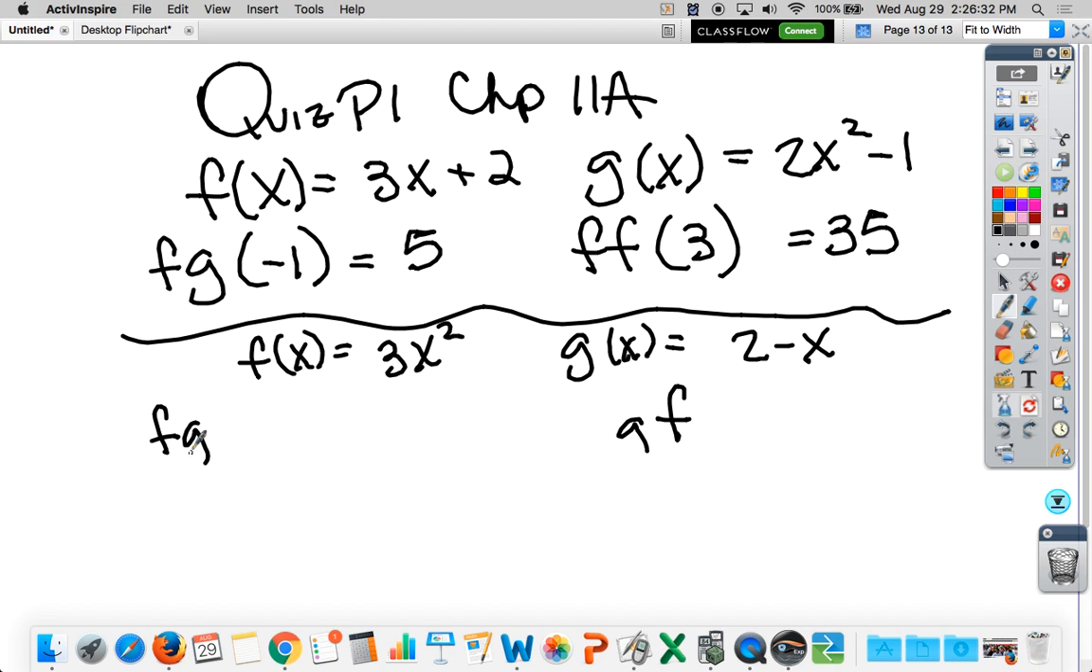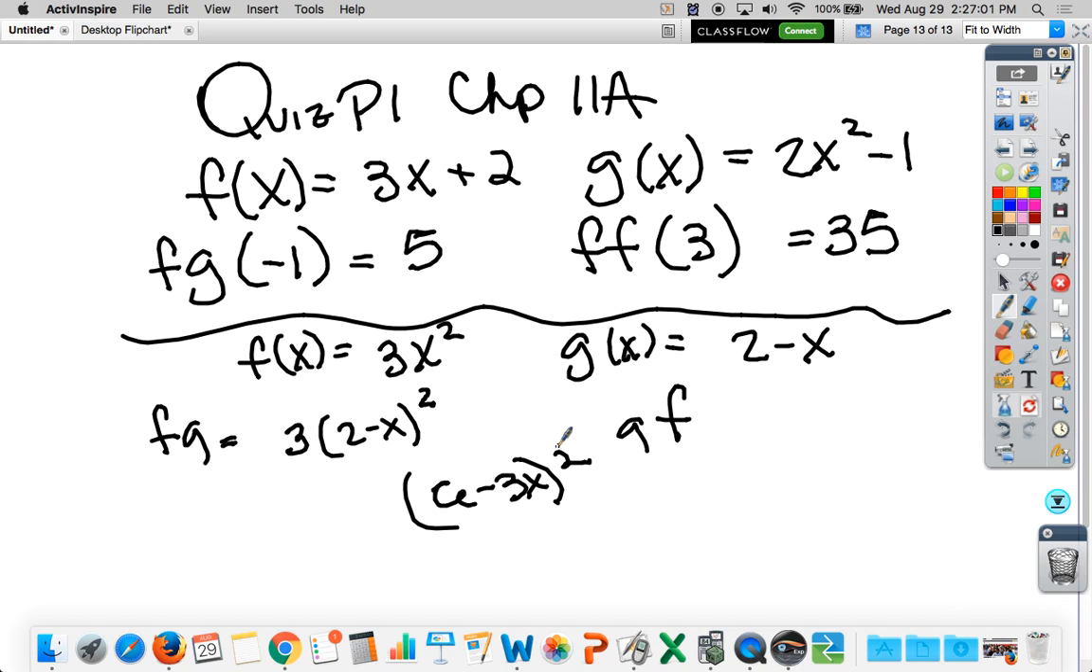Okay, on the f of g, which one do I start with? The g, which is 2 minus x. That is now going in place of the x here. So I need to put a 3 in front of it and square it. And you do have to expand this out. Now let me tell you what this is not. I don't want to see anybody doing that. What's wrong with that?